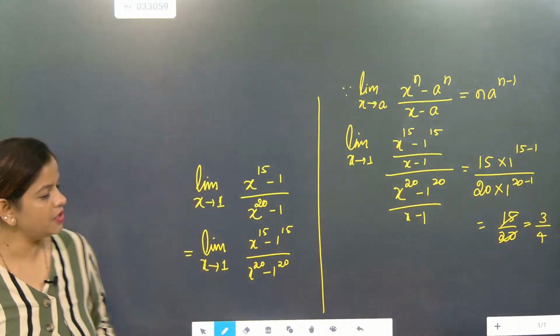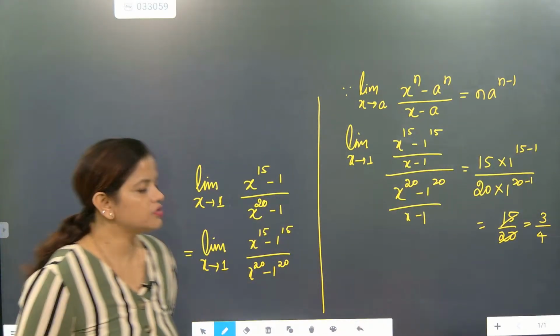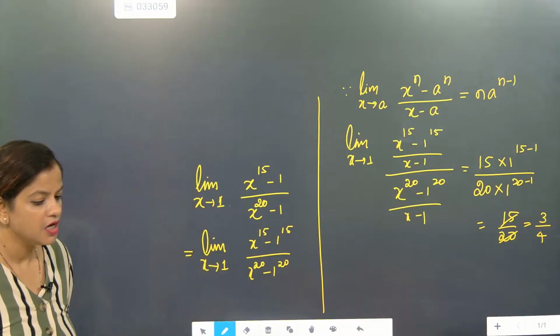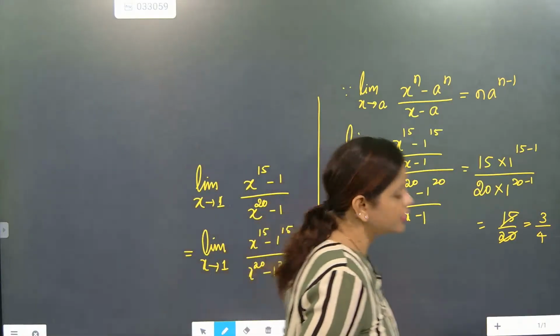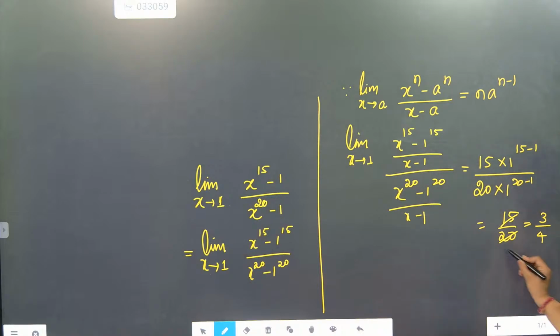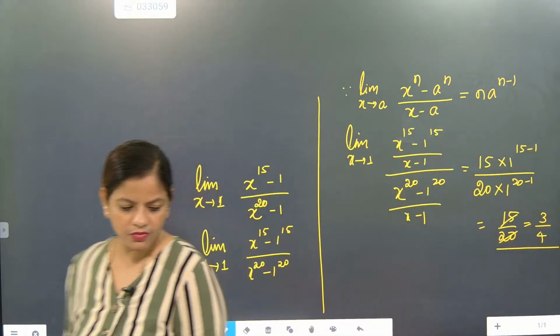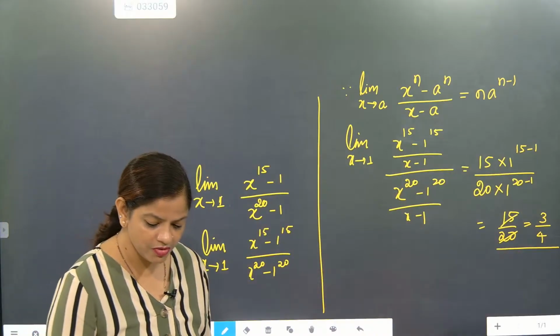Check one more time, Sujata. 3 by 4 will come because 20 is there. So here it will become 3 by 4. Answer will come 3 by 4. This is the most important thing. You must remember this one.